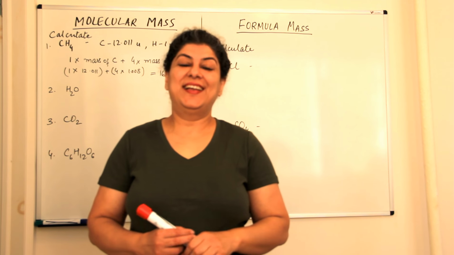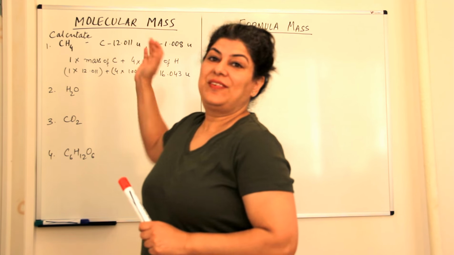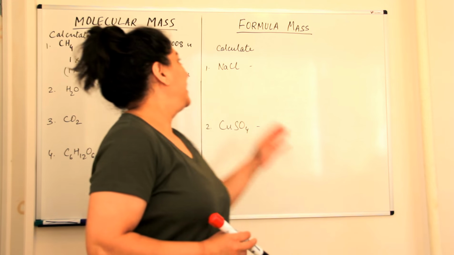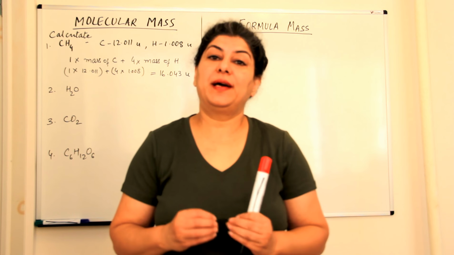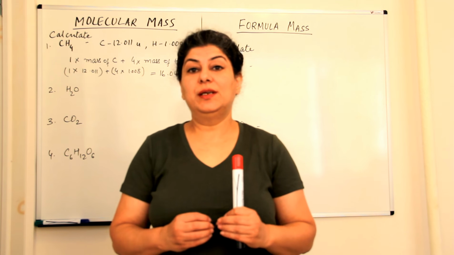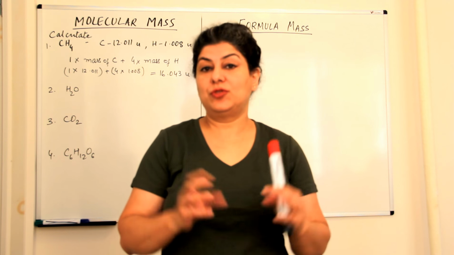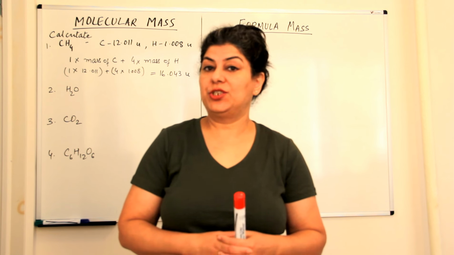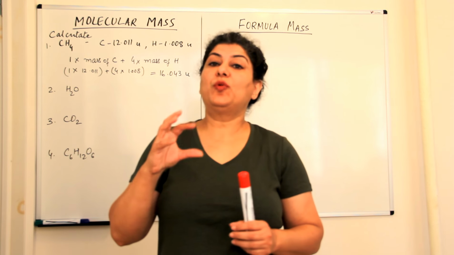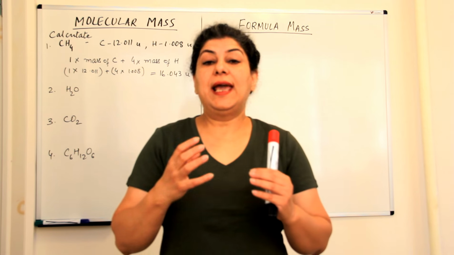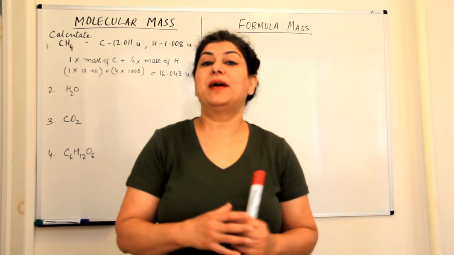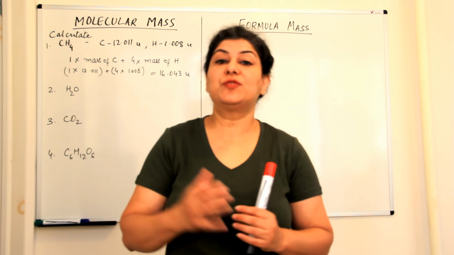Hello. Let us now find out what is molecular mass and what is formula mass. When atoms combine to form a molecule, they are covalently bound to each other, and such molecules have an identity of their own and they have fixed masses because the masses of atoms are fixed.